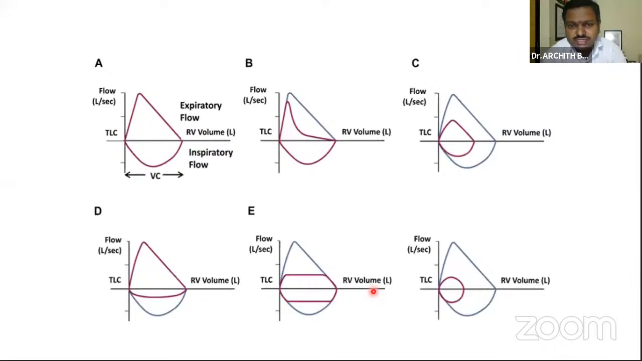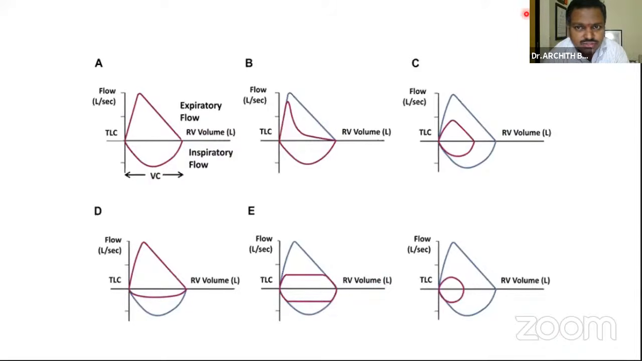So those are the instruments that are commonly asked. The next set of questions, I think one of the common images that are kept are the various flow volume loops in the PFT. You have to know the pattern of the flow volume loop, what the individual disease is, and what pattern you see.